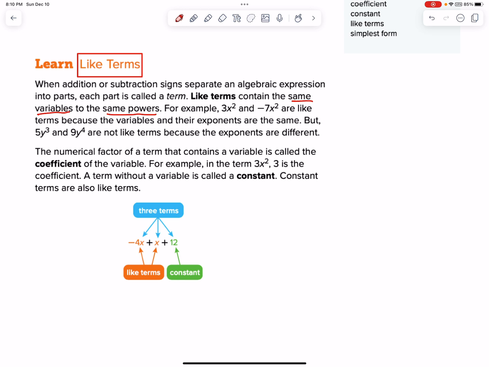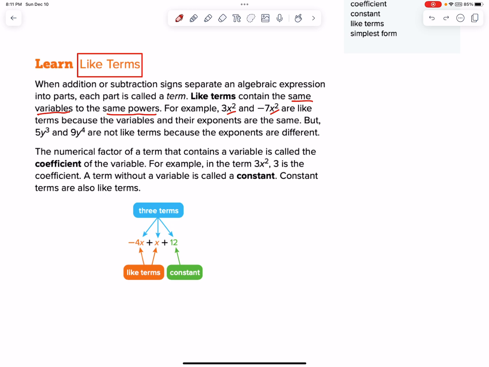So for example, this 3x squared means you have 3 of the x squared and you have -7 of the x squared. They're part of that x squared club, okay? y cubed and y to the 4th, though, are not in the same club, okay? They have different exponents. So they have to have the same variable and they have to have the same exponents, or they have to be just a number, okay? And that's called a constant.